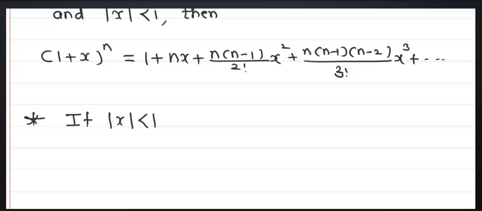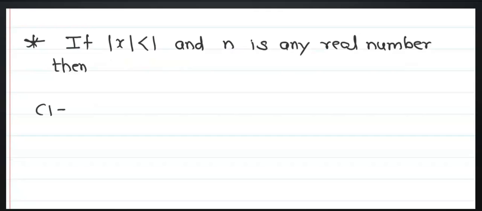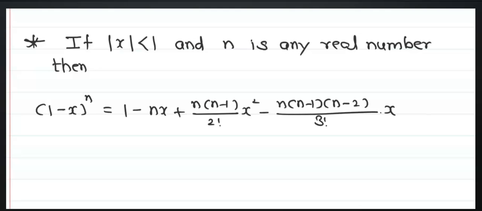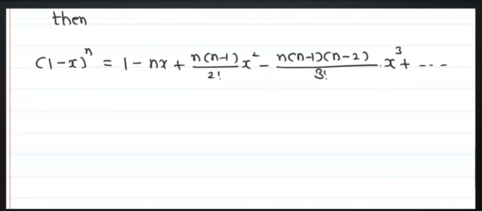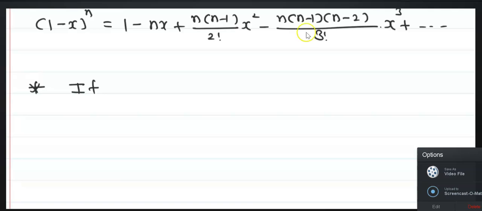Next, if mod of x is less than 1 and n is any real number, then (1 minus x) raised to n is equal to 1 minus nx plus n into n minus 1 upon 2 factorial into x square minus n into n minus 1 into n minus 2 upon 3 factorial into x cube plus and so on.